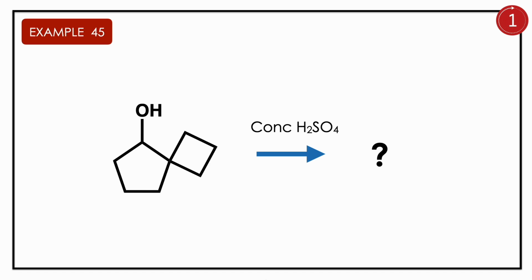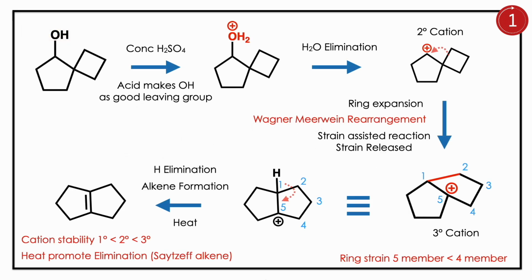Then the next example, you have a spiro system. One side is a 4-member ring, the other side a 5-member ring with an alcohol. You are using acidic condition. You should find what will be the final product. The reaction is straightforward. You have strain in the system. Let us see how it will go.